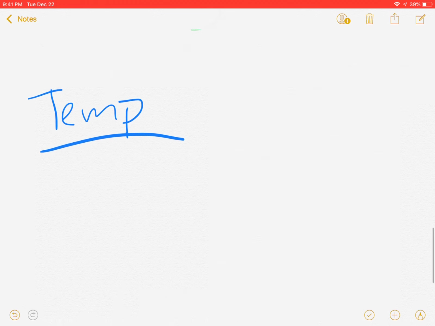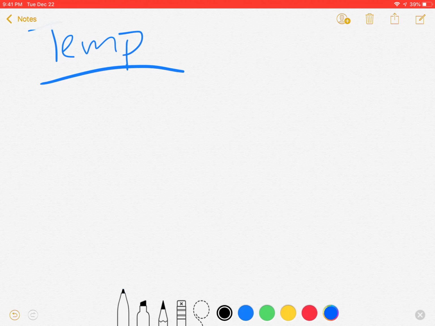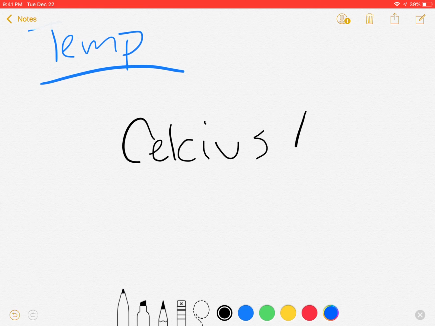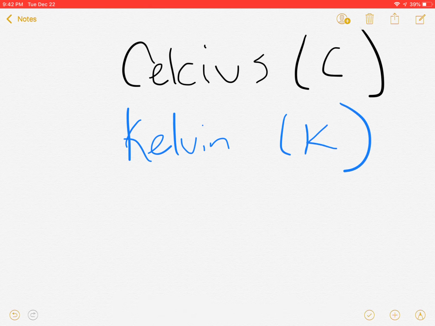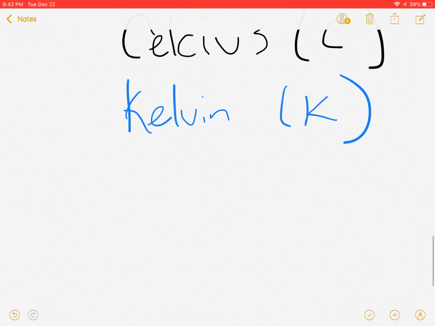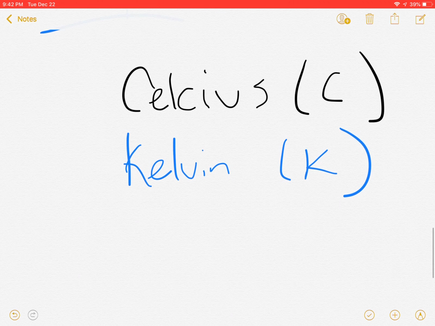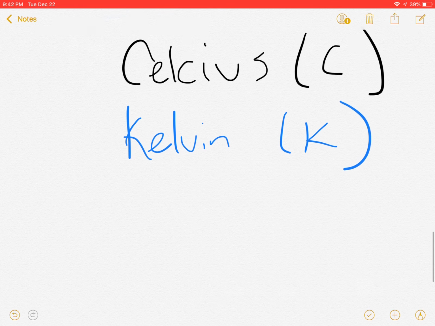When it comes to temperature, we often use Celsius when we're talking about temperature. And I'll abbreviate that in parentheses here as C. Now, we also do use Kelvin in chemistry, which is abbreviated using K. But that's more prevalent in thermodynamics and not necessarily in Chem 14A.